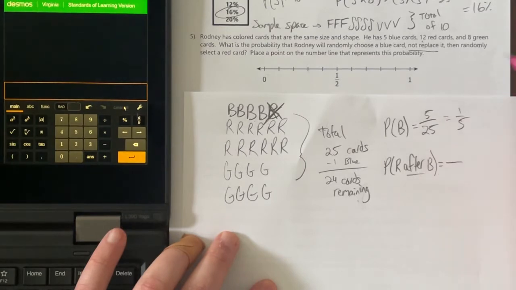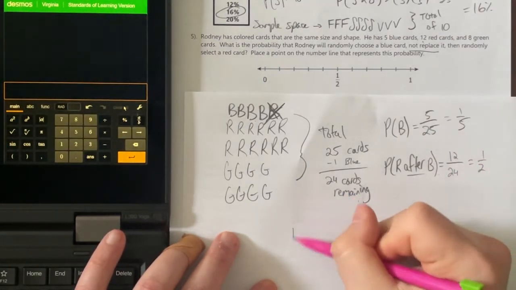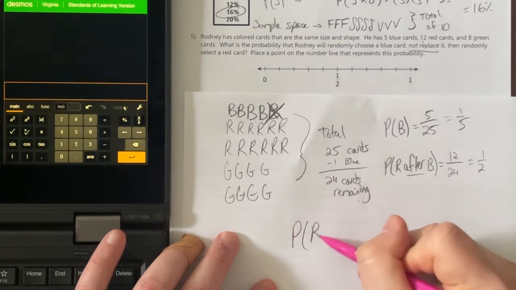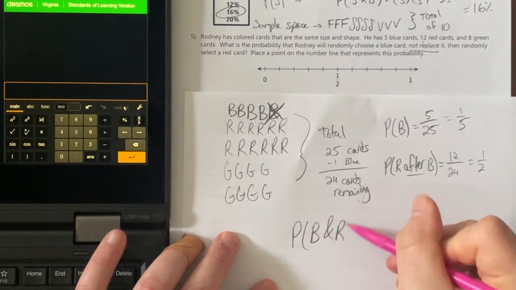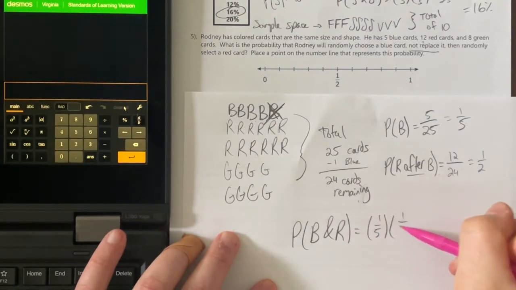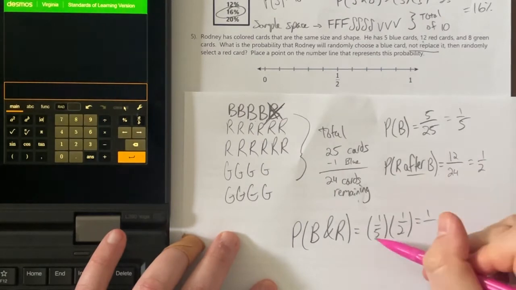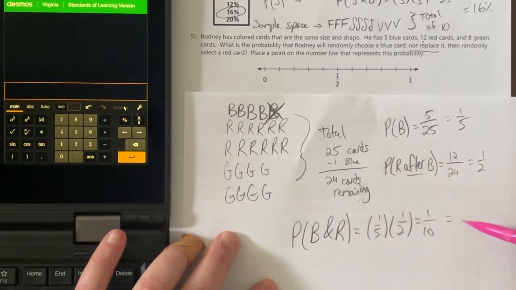How many red ones are there? We have 12 out of the 24 remaining, which is the same as 1/2. So very simply, again, that compound event probability of picking a blue and then picking a red is those two fractions multiplied together. Multiply the numerators. 1 times 1 is 1, 5 times 2 is 10, which is the same as 0.1, which is the same as 10%.